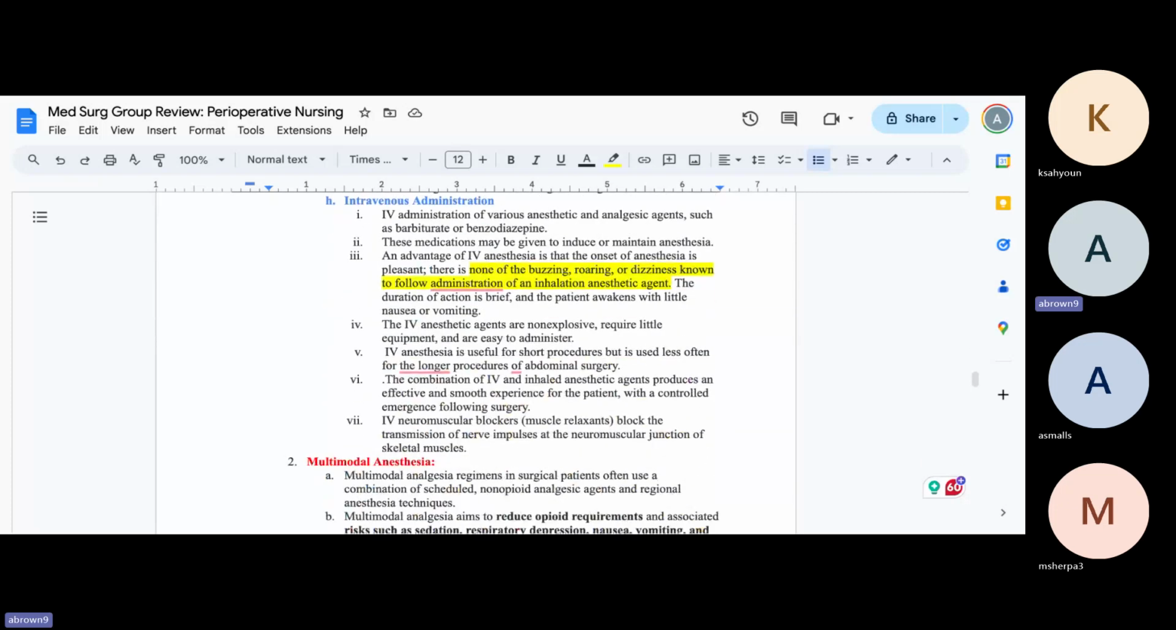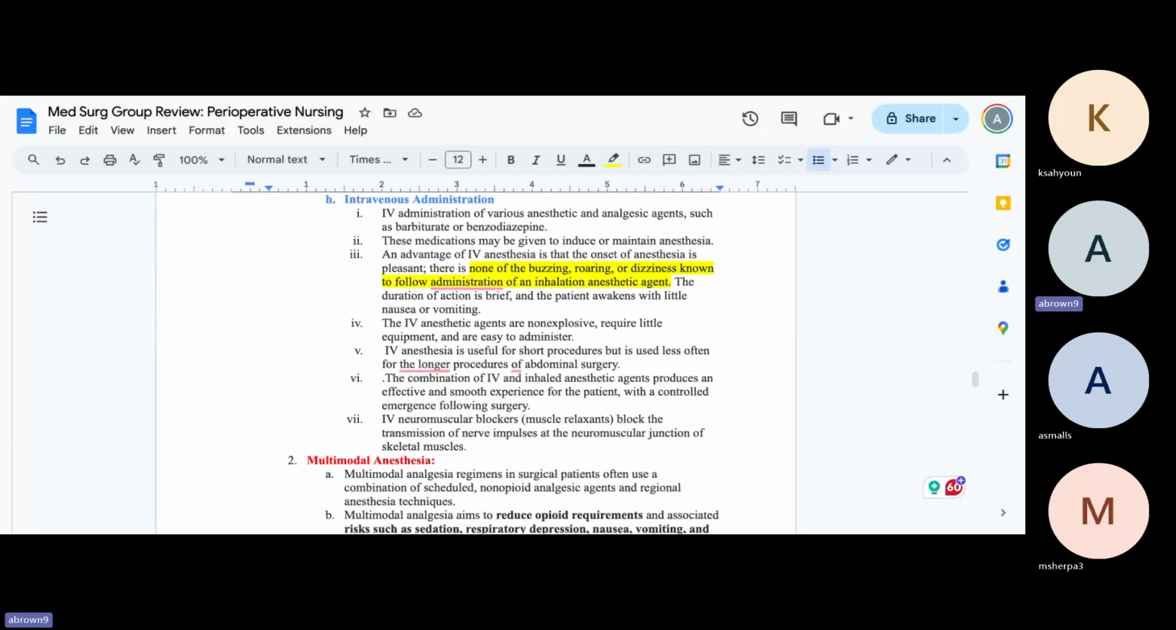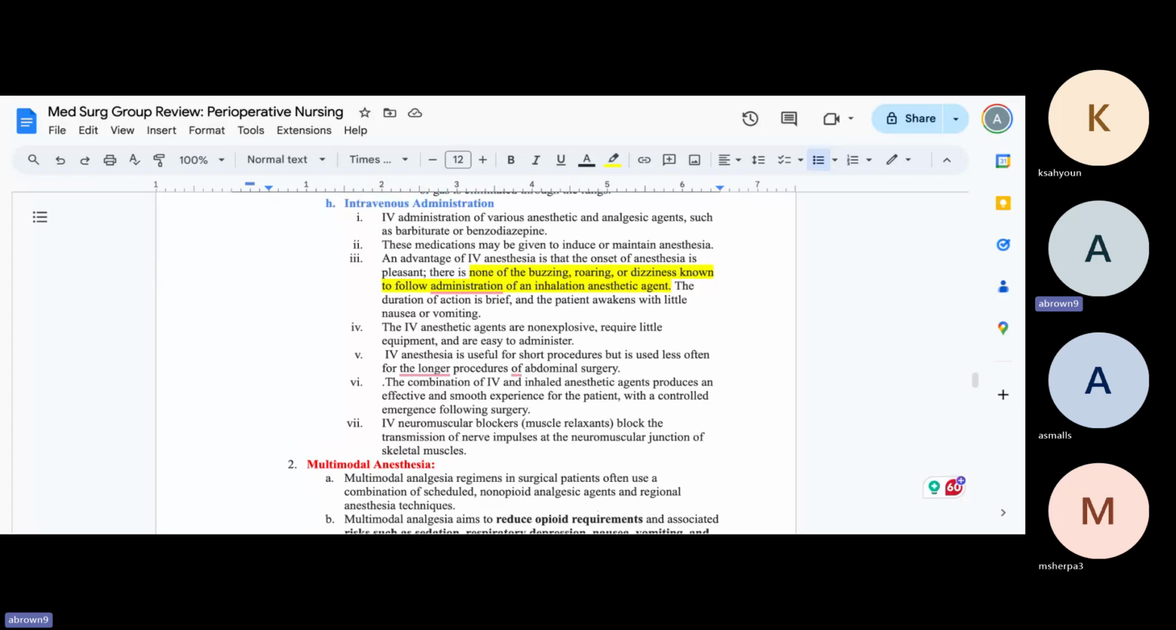All right. Intravenous administration of general anesthesia. IV administration of various anesthetic and analgesic agents such as a barbiturate or a benzodiazepine, which I talked about a little bit earlier. That benzodiazepine can be given via an IV. These medications may be given to induce or maintain anesthesia. An advantage of IV anesthesia is that the onset of anesthesia is pleasant. There is no buzzing, roaring, or dizziness known to follow administration of an inhalation anesthetic agent.